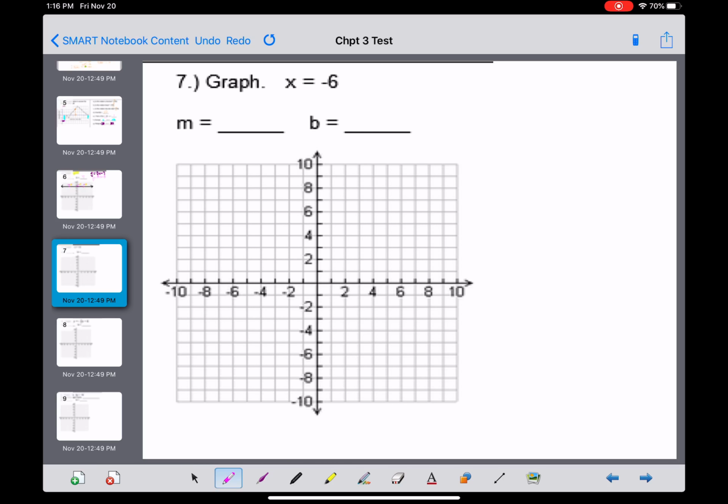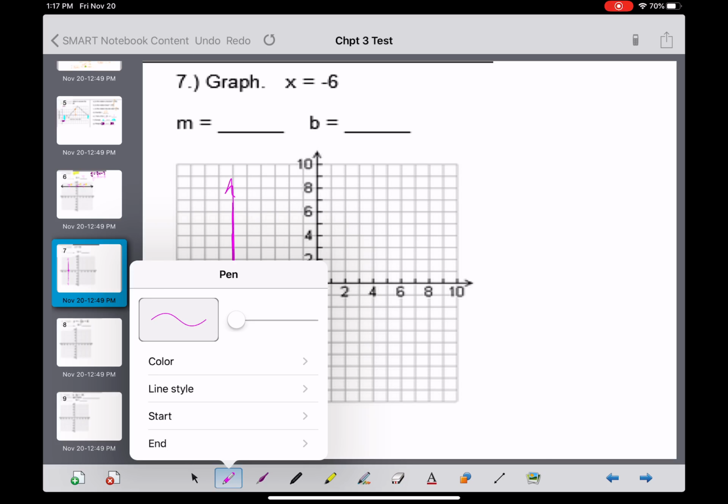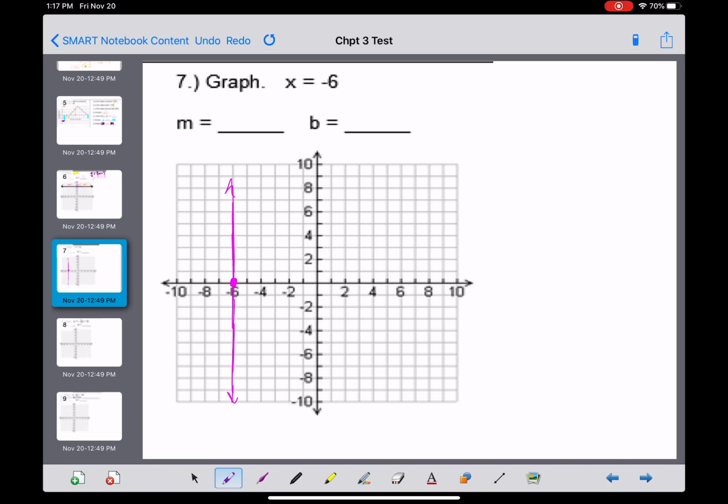X equals -6 is a big difference because instead of saying y equals a number, it says x equals a number. So instead of graphing on the x or y-axis, I go to the x-intercept, and this creates a vertical line. Anywhere I go along this vertical line, the x value is negative 6. So I have negative 6, 2, negative 6, 5, negative 6, negative 8. X's value is always negative 6.